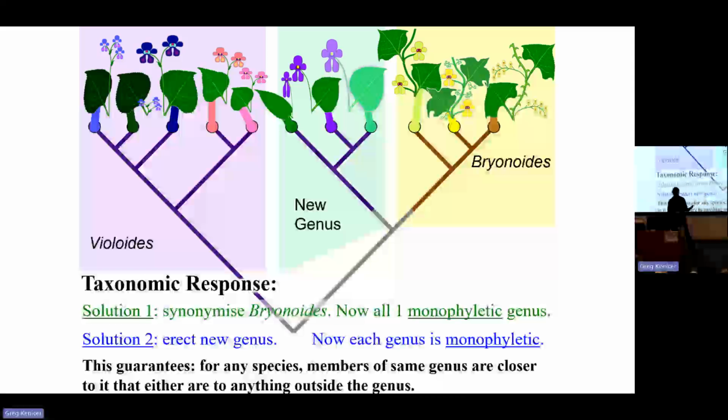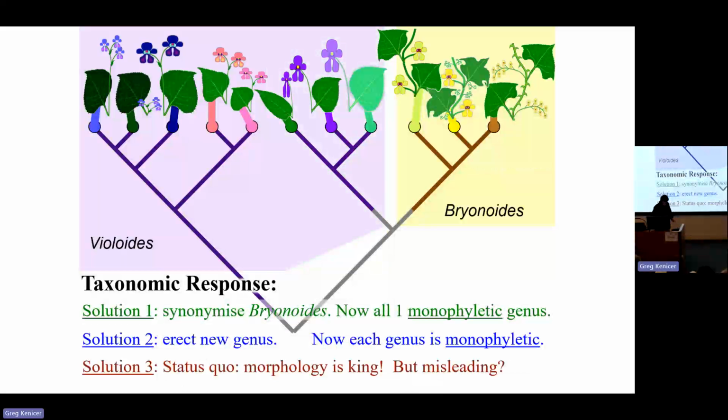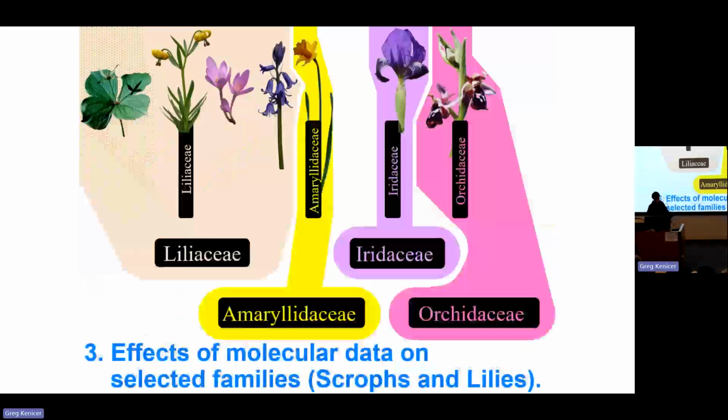And you can see then that this new genus, whatever you call it, is understood to be more closely related to Bioloides, although it looks more like Bioloides. Finally, you could maintain the status quo, but there is that fact that it is misleading. Anyone who hasn't looked at the phylogeny won't understand the relationships, which could matter if the implications become important. We can discuss this at the end. But let's now look at what it has done to 2 of our beloved families that we grew up with.